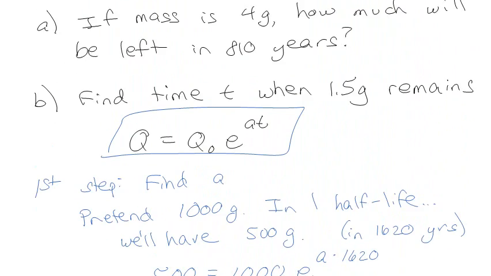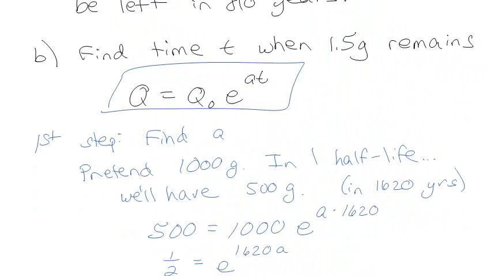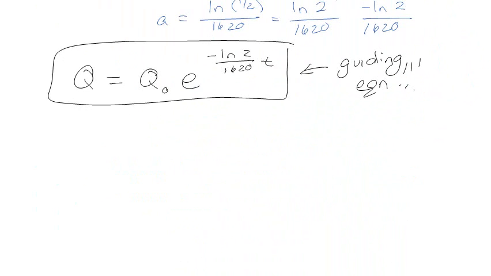All right, if the mass is 4 grams, how much will be left in 810 years? So if our current mass, so pause the video, see if you can put this together. This really shouldn't be too much of a stretch. So if the initial mass is, what do we say, 4 grams? That means our initial is 4 grams, natural log of 2 over 1620. How much is going to be left in 810 years?